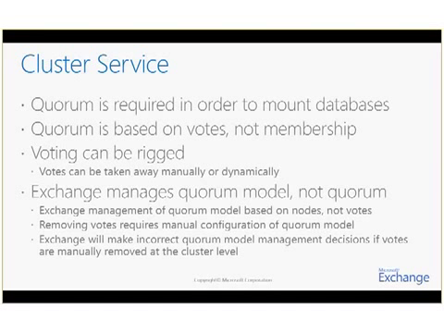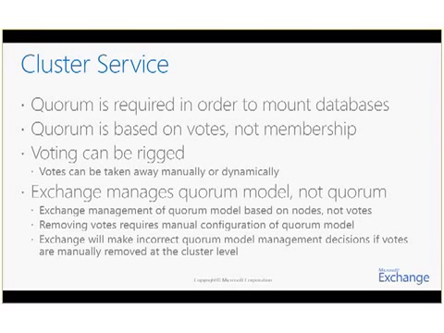So the fact that you can take votes away means that you would require a manual configuration of your quorum model. Now, at any given time, Exchange is going to use one of two quorum models. It'll either use the node majority quorum model, if you have an odd number of DAG members, or it will use the node and file share majority model if you have an even number of DAG members. And based on your membership, that is how Exchange determines which model to switch the cluster to.